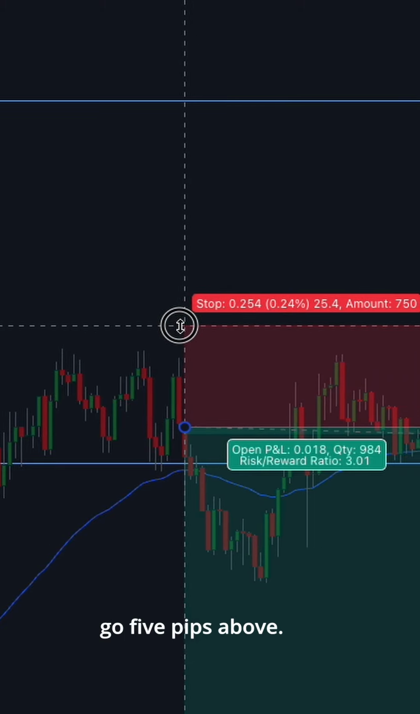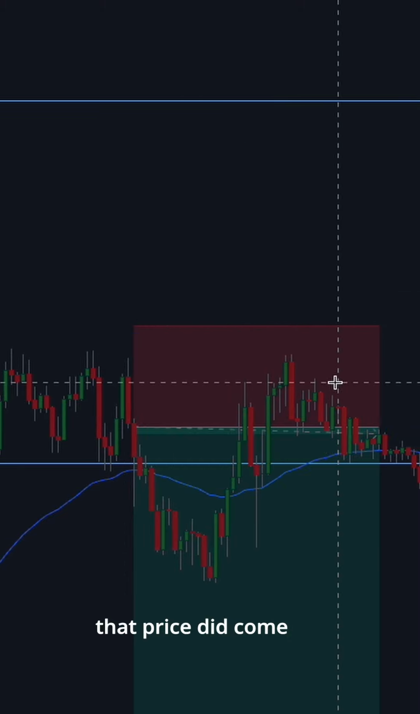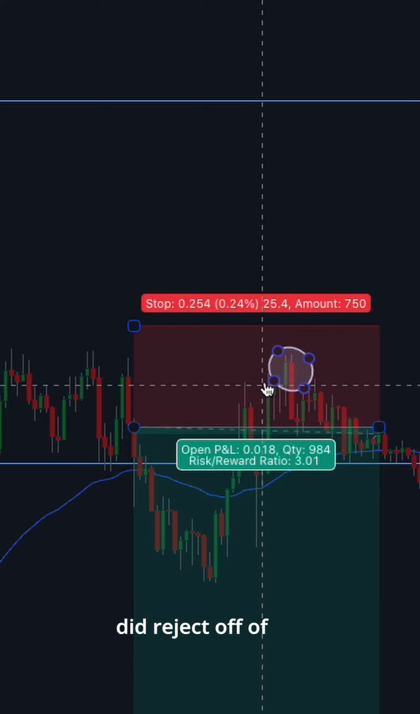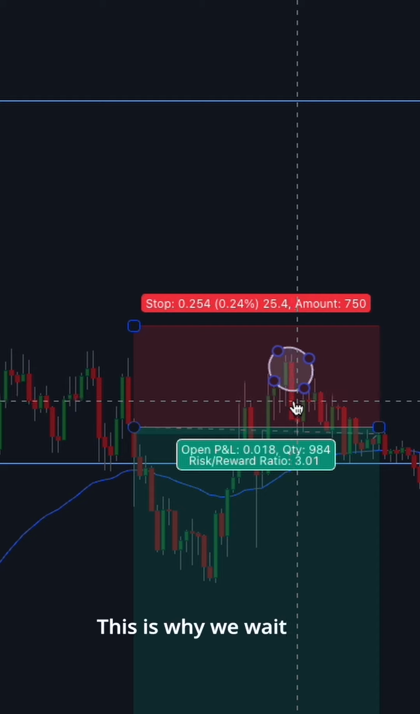Stops are going to go 5 pips above. I do want to note that price did come very close to our stops, but again, did reject off of that area where we made the decision. This is why we wait for that confirmation to know we're at a good rejection point. It doesn't always work, but that's part of our edge.